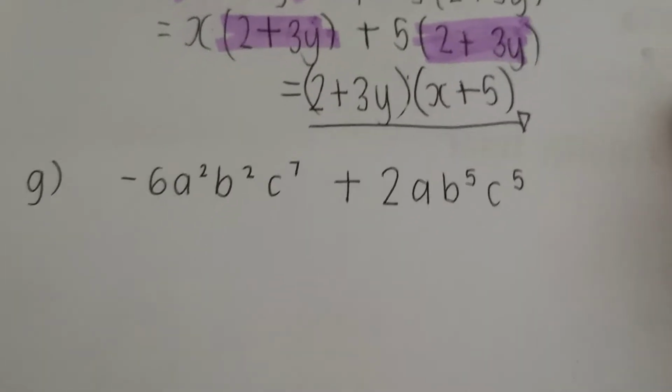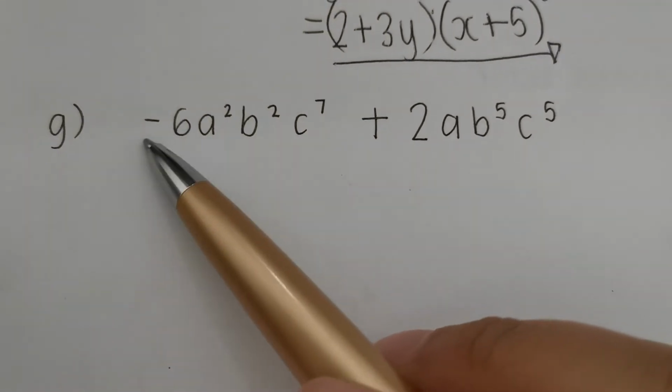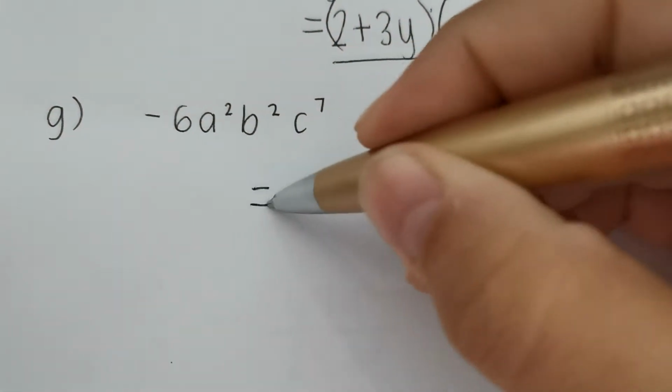Okay. All right, one more example. Can you see this one here has a negative? So I'm going to take out the negative.